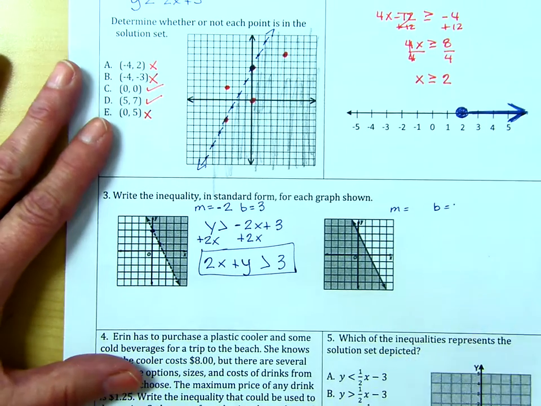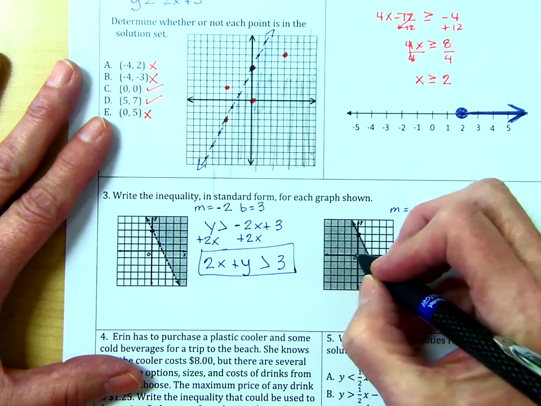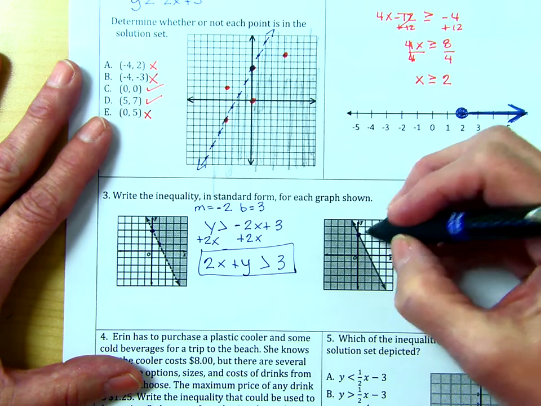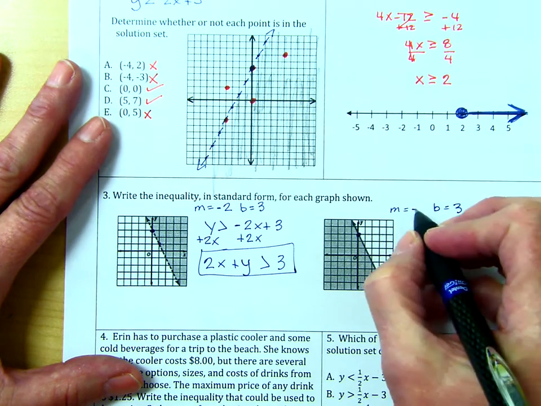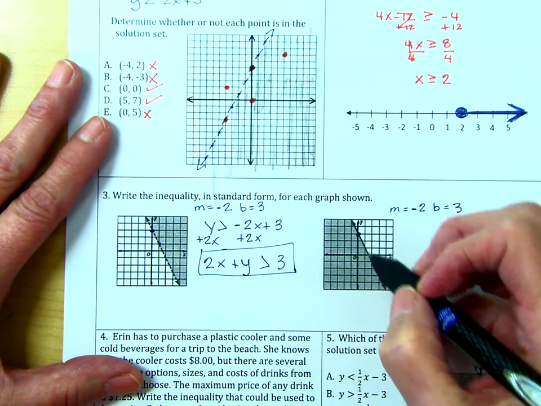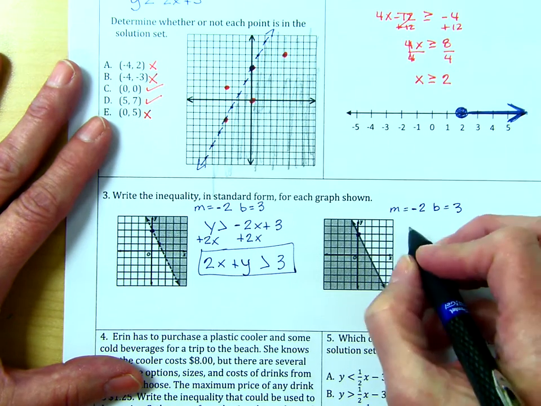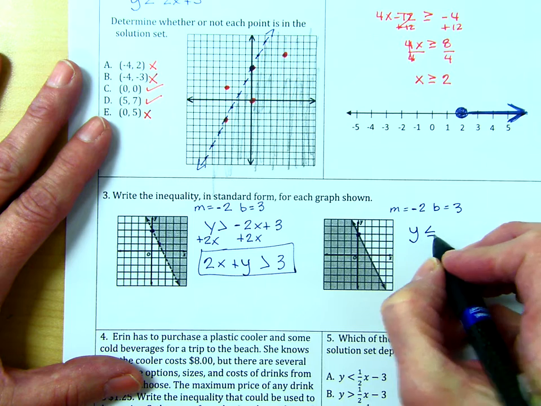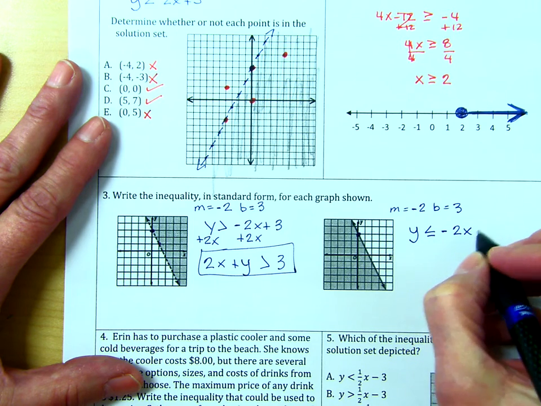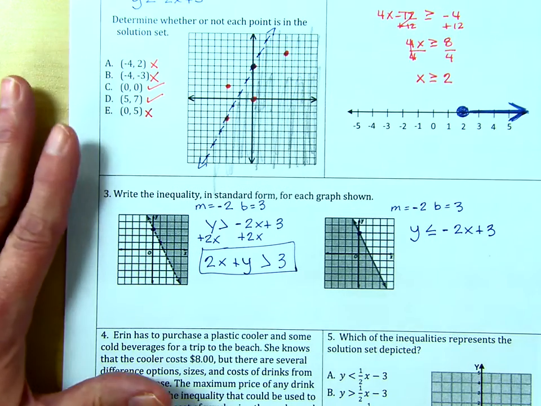So again, on the other example, we will look for the y-intercept, and here that's a positive 3. And again, the slope is negative 2. But this time I have a solid line and I'm shaded below, so my y is going to be less than or equal to negative 2x plus 3.